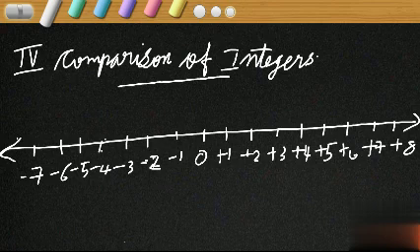This is very important. The rule for comparing integers is, when we compare two numbers on the number line, the number on the right side is greater than that on the left side. That means while comparing two numbers or two integers on the number line, the number on the right side is greater than the number on the left side. That is the only rule that you have to keep in mind.